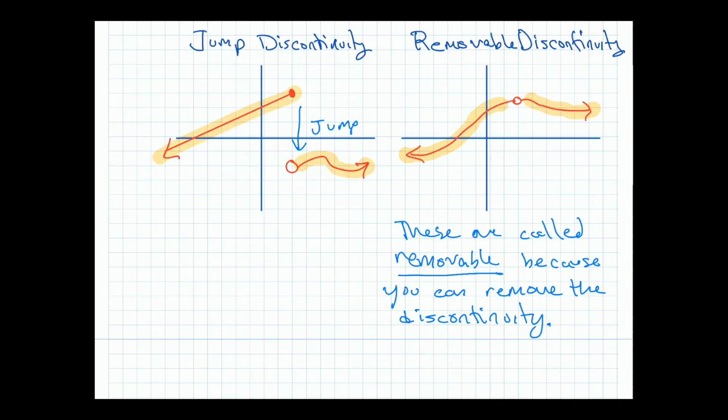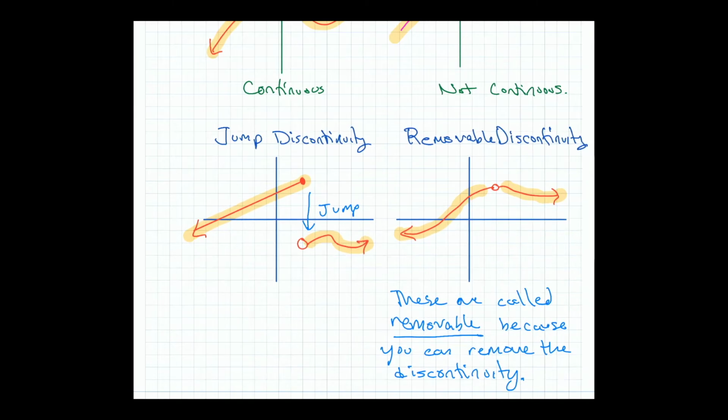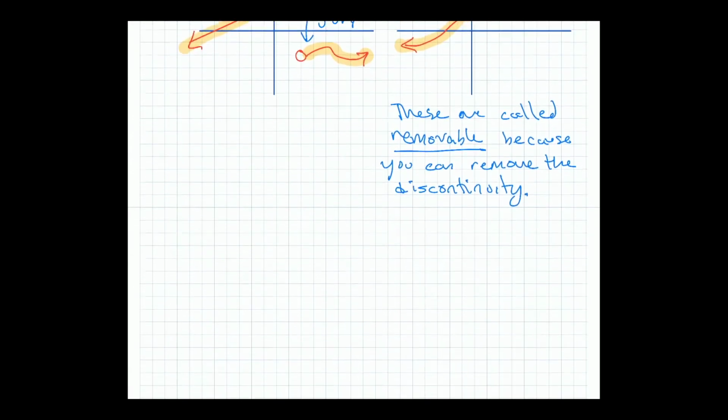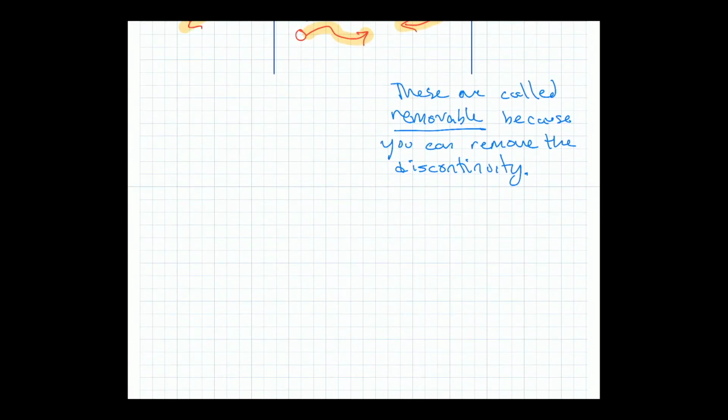But why is it removable? It's removable because if you wanted to make this function continuous, all you would have to do is go to where that empty circle is and just fill in that dot. You fill in that dot, now it's a continuous function. So we removed the discontinuity. So that's why they're called removable. Now we're not actually going to remove it right now. You just need to know that that's why. So if you look at the graphs, you should be able to tell the difference between a jump discontinuity and a removable discontinuity. Now let's actually define continuity.